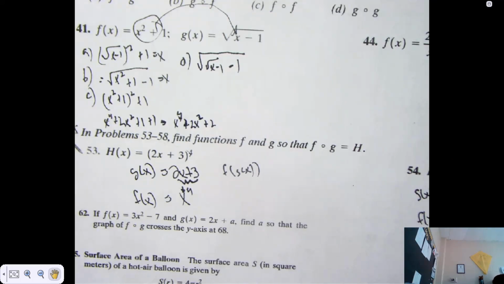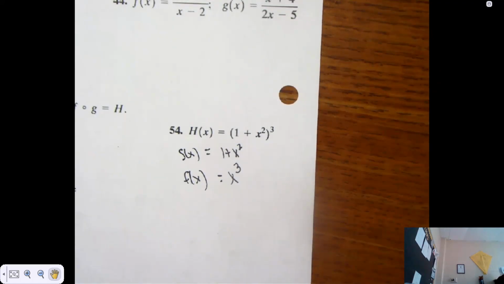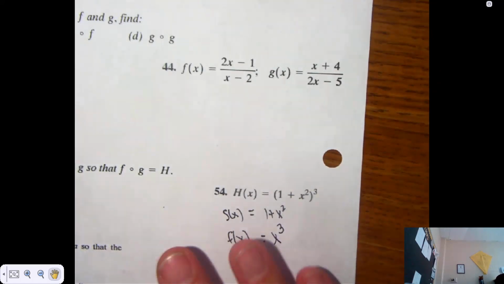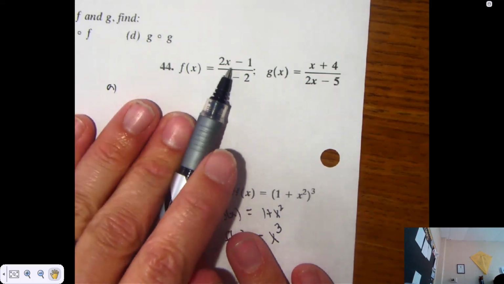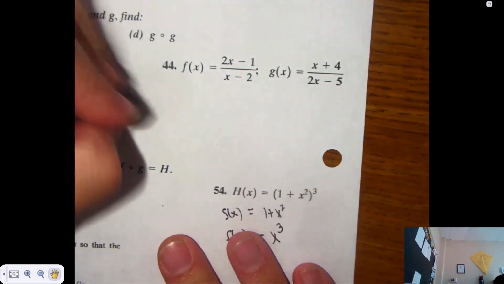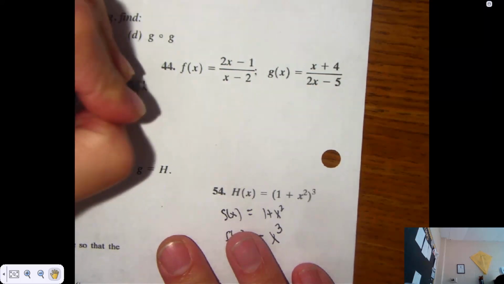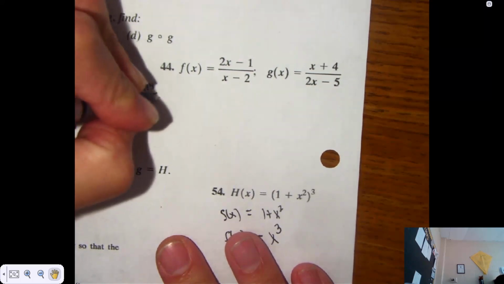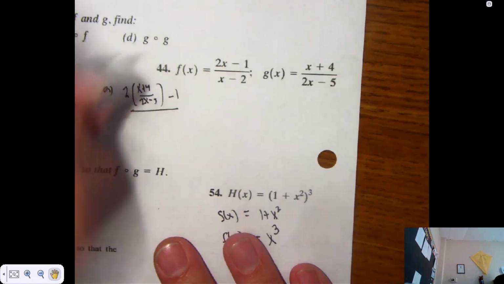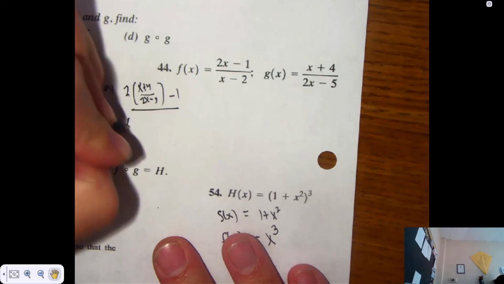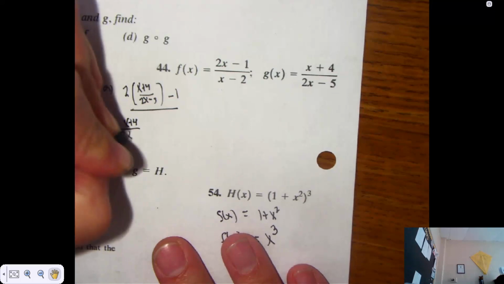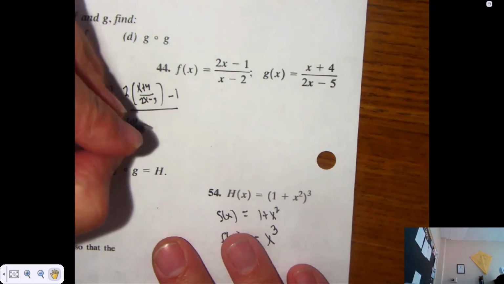Okay. And can we get 44? That's probably the ugly one. F of g, so that x is going to become x plus 4 over 2x minus 5, minus 1. That x is going to become x plus 4 over 2x minus 5, minus 2.